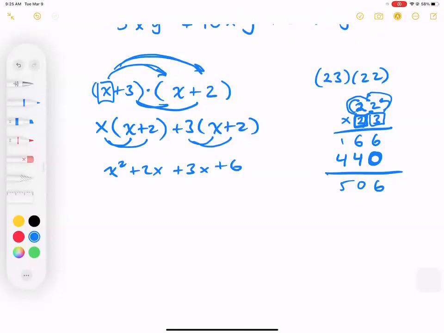Now, 99% of the time you will have like terms, so look for those like terms. Do I see any more x squares? Do I see any more x's? And do I see any lonely constants? So let's combine our like terms. We have x squared has no friends. 2x and 3x are buddies. They become 5x. And 6 is by itself.